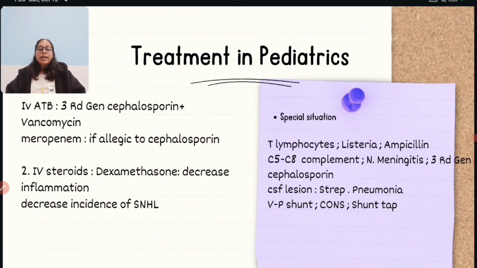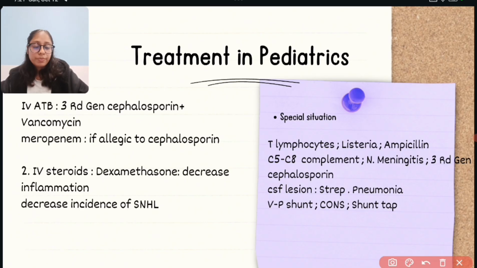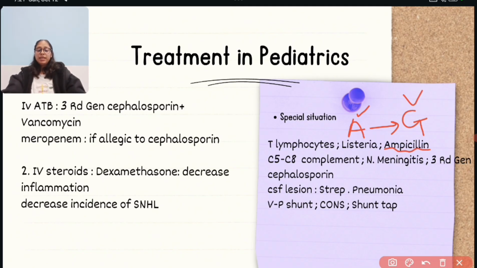So for that we are going to give dexamethasone. Now, this special situation is also USMLE based, and they do ask you in USMLE, but otherwise in Indian exams I have never seen that they ask you about these special situations. If there is deficiency of T lymphocytes, then it can be Listeria, and we give ampicillin for Listeria. Listeria, as I told you, we give ampicillin and gentamicin, and ampicillin is a treatment for this.